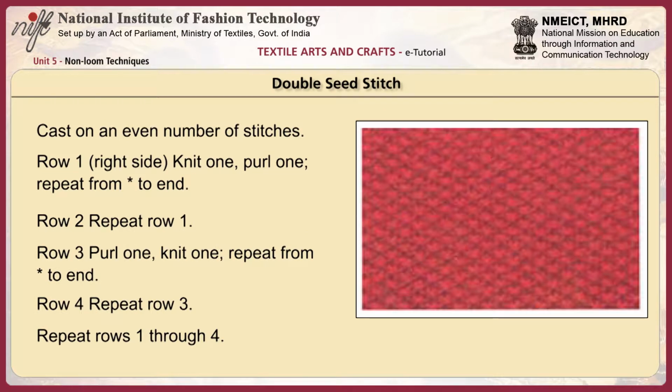Cast on an even number of stitches. Row 1, right side, knit 1, purl 1, repeat from start to end. Row 2, repeat row 1. Row 3, purl 1, knit 1, repeat from start to end. Row 4, repeat row 3. Repeat rows 1 through 4.